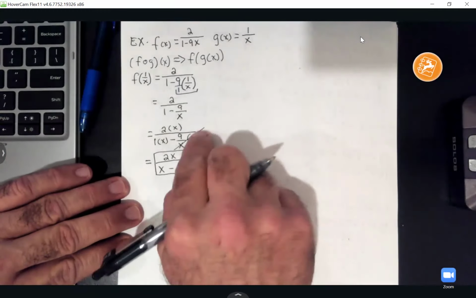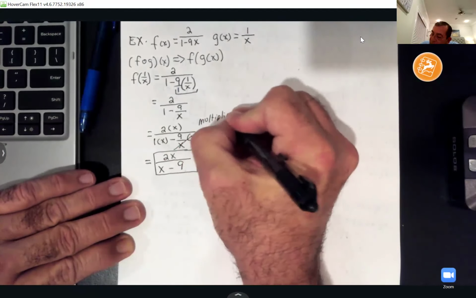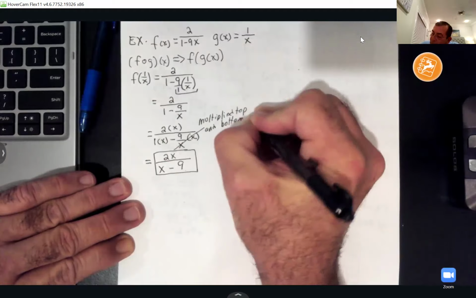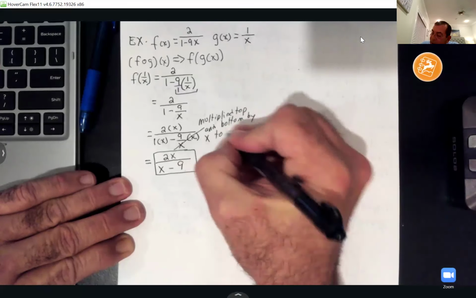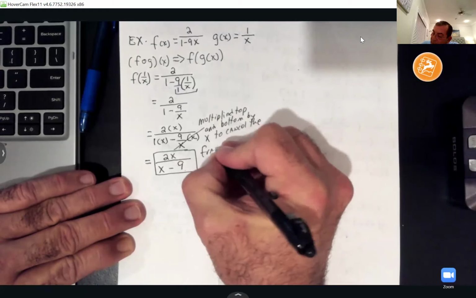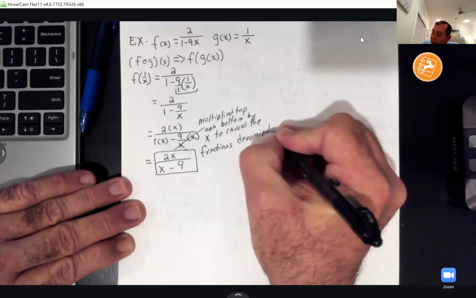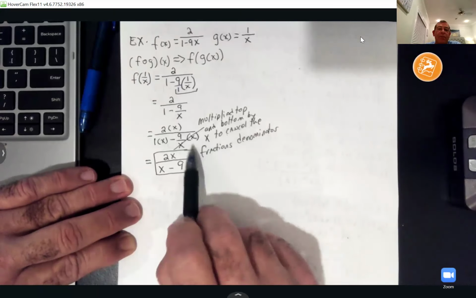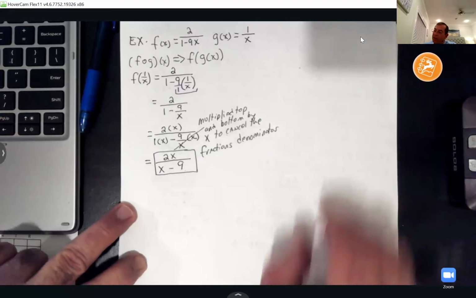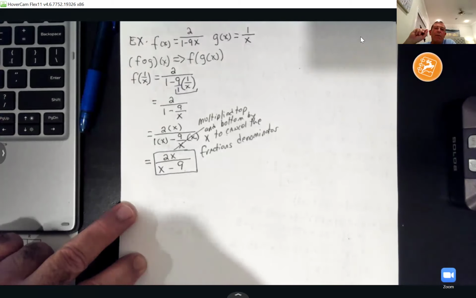So let me write what I actually did here. Right here, I multiplied top and bottom by x to cancel the fractions' denominator. Okay, because that's all I had to do to that, cancel that denominator out, and then I'd have a normal looking fraction. All right, so let's find g of f, and then we will look at our domains, okay?